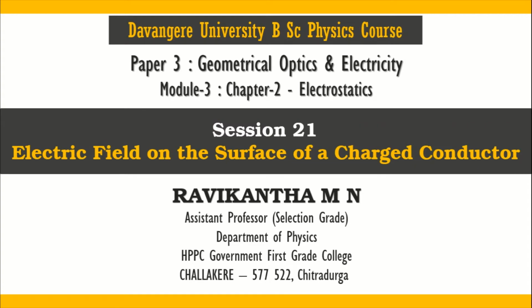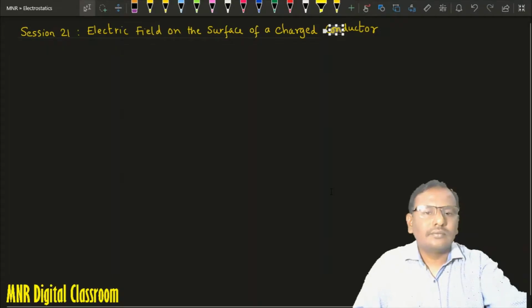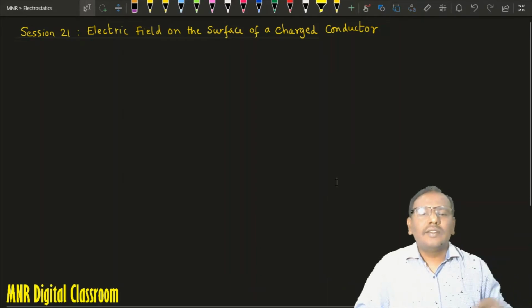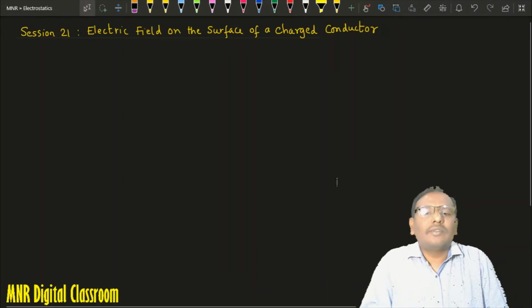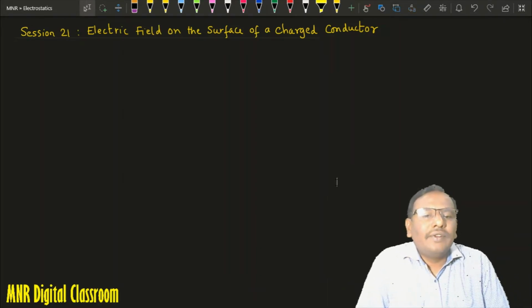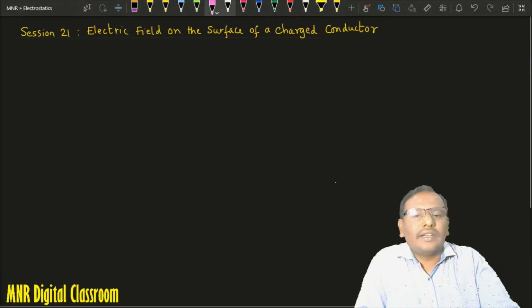Now we are in session 21 of the third semester BSc Physics course. In this session, we are going to derive an expression for the electric field on the surface of a charged conductor.